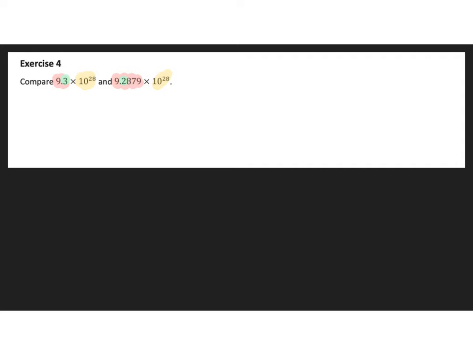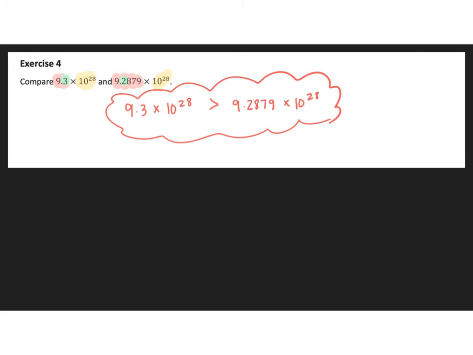And so if we were to compare these two numbers, we would write it like so. 9.3 times 10 to the 28th is bigger or greater than 9.2879 times 10 to the 28th. Okay, when it's asking you to compare, it just wants you to use that little greater than or less than sign. Okay, make sure you have it down, and then let's move on.